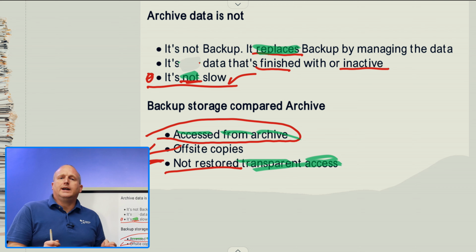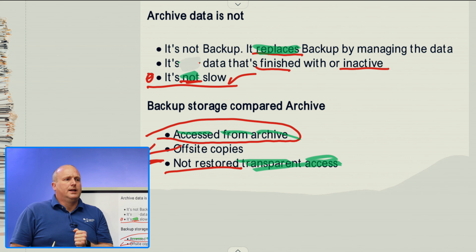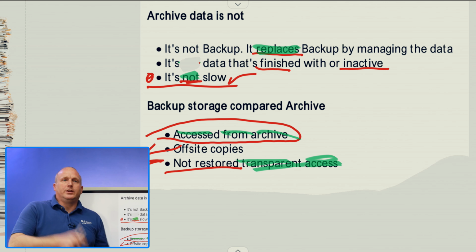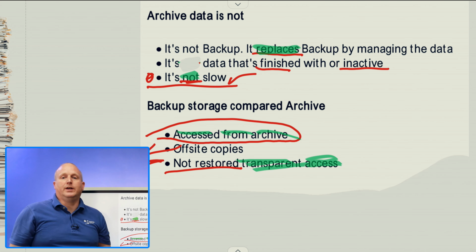On the flip side of that, if you're a home user and you've got a hard disk on the shelf, that's your archive, it may be that the access is less transparent. You'd go and get the hard disk off the shelf, plug it into your computer, and pull the file back off of it.